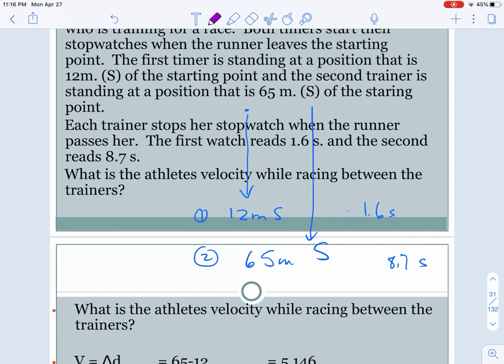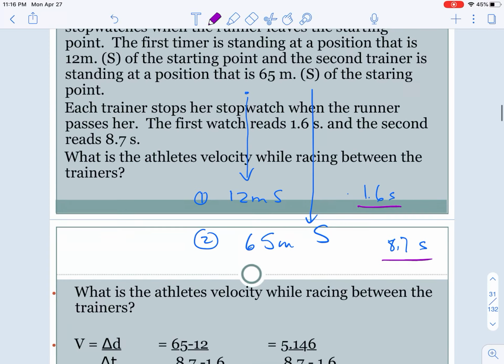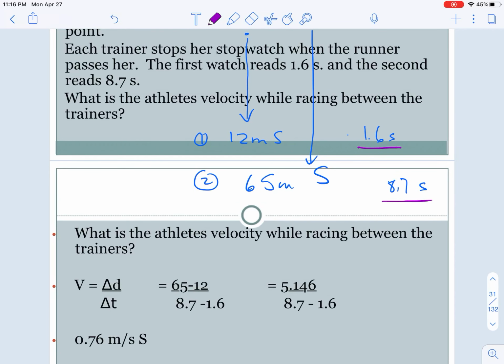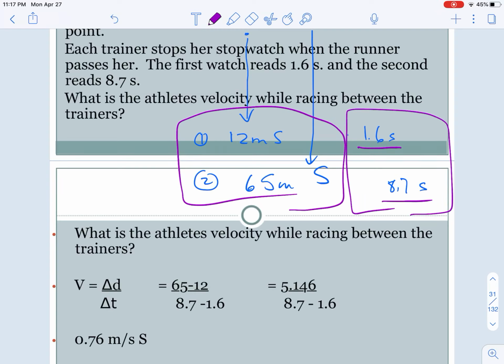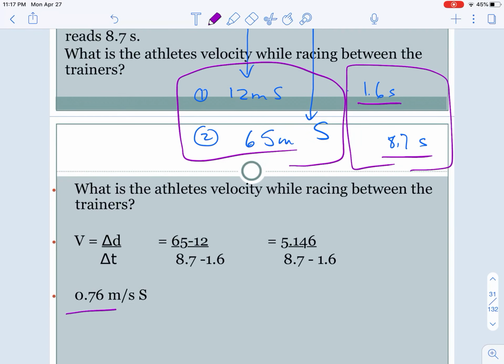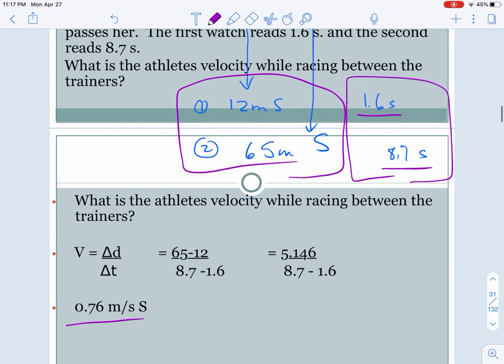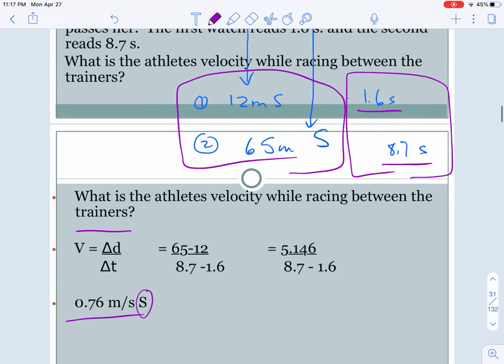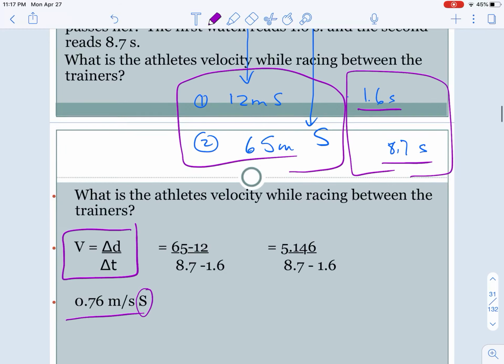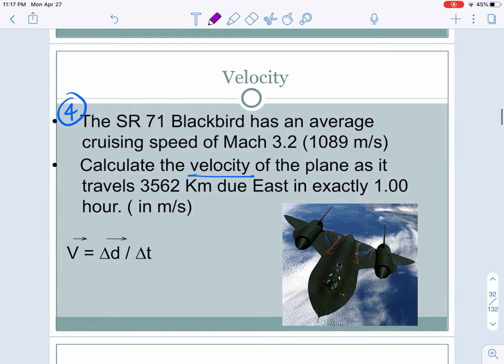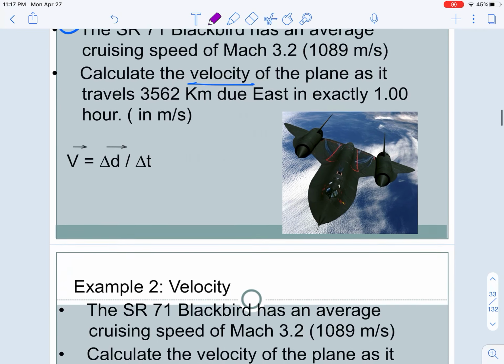In this question with the trainers, we've got the 12 meter position and the 65 meter position, and what the timer said at both. So you're just taking the final minus initial here, 65 minus 12 over the 87 minus 1.6, and that gives you 0.76 meters per second. They are going south, so you can add the south in there. It's final minus initial. Whenever it's change in distance, it's final minus initial, change in time, final minus initial.